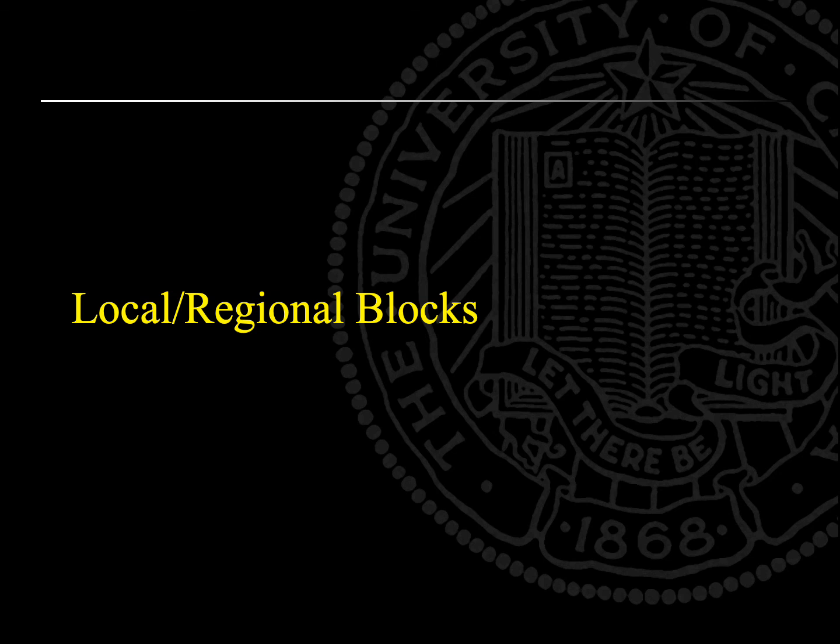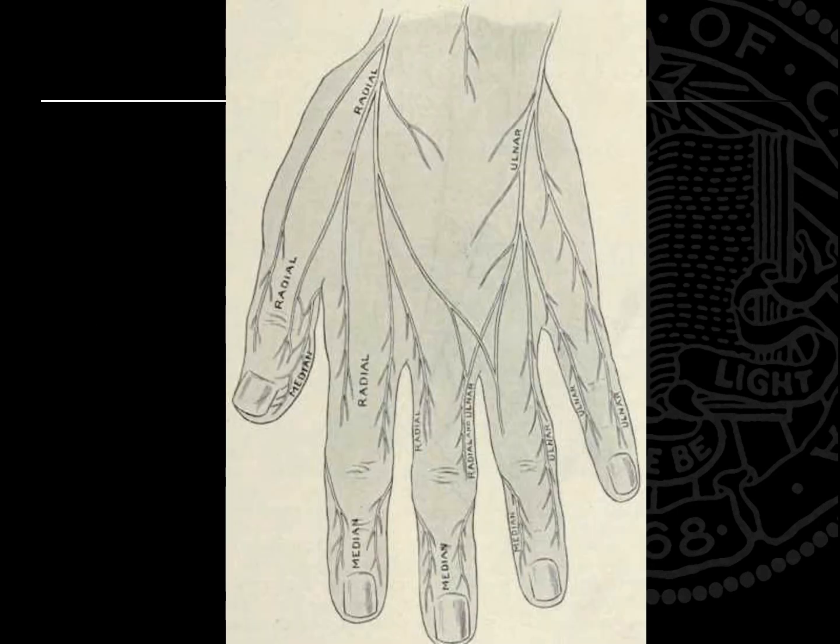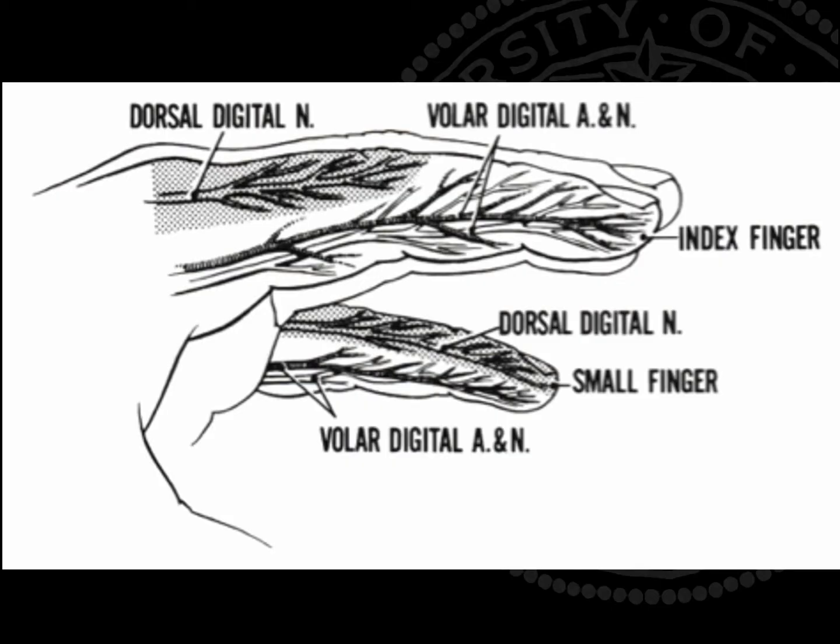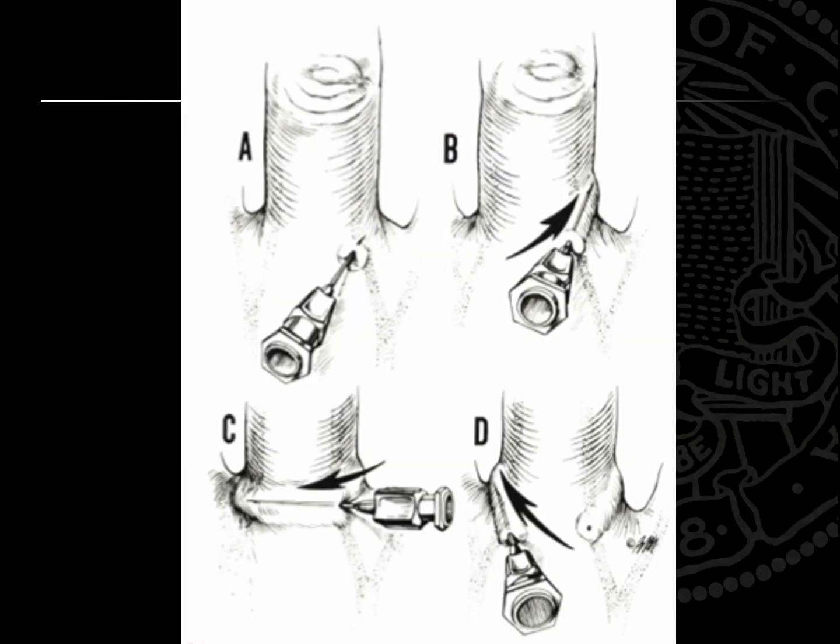I just want to go over quickly some local or regional blocks if you have a question. So when you think about a digital block for the finger, this is the dorsum of the hand, and the radial side is innervated by the radial nerve, the ulnar side is innervated by the ulnar nerve. If you look at a lateral of the finger, there are dorsal digital nerves and there are volar digital arteries and nerves. And so the goal is to inject to numb both the dorsal digital nerve and the volar digital nerve. So when I do an injection, I come in on the dorsal side of the finger, right?